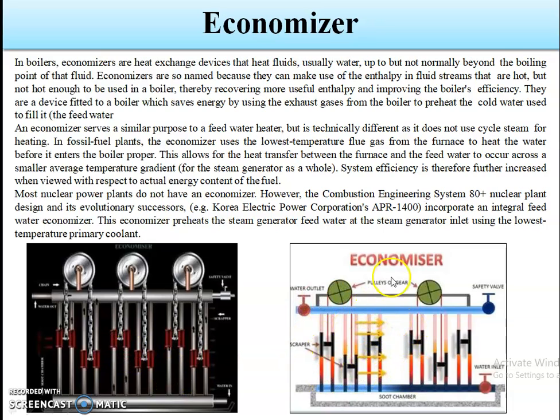So the economizer is generally used to increase the efficiency of the thermal power plant. It is one of the accessories of the thermal power plant. But in a nuclear power plant, there is generally no economizer. However, in the Combustion Engineering System 80 plus nuclear plant design, the evolutionary successor from the Korea Electric Power Corporation, an integral feed water economizer is present. The economizer preheats the steam generator feed water at the steam generator inlet using the lower temperature primary coolant.